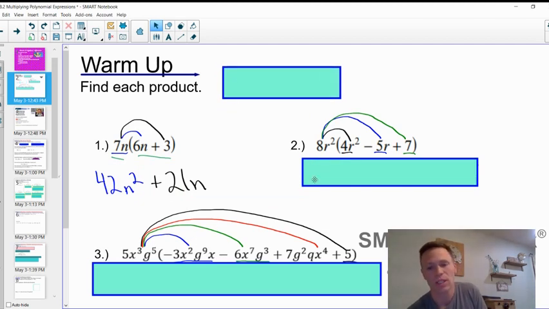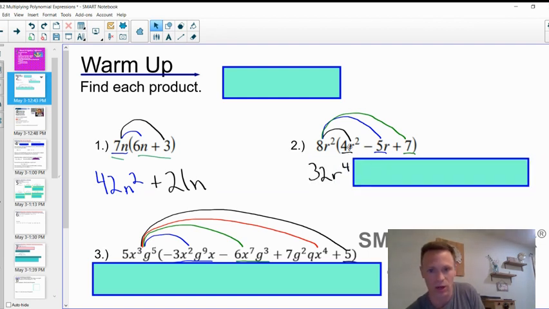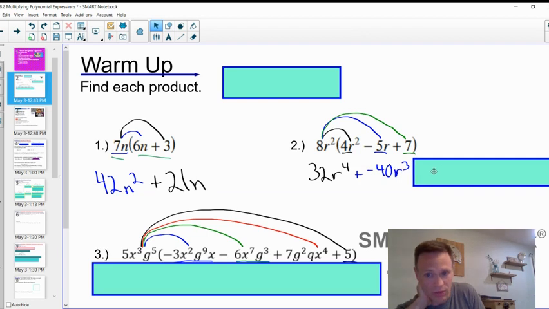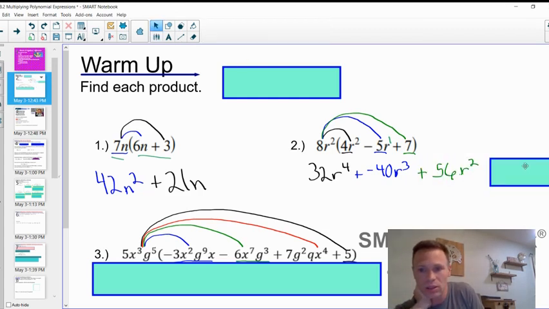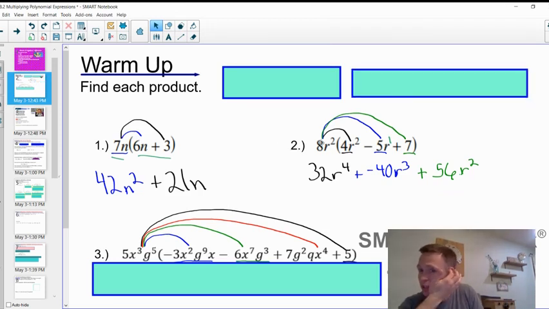Moving on to the next one, I have 8r squared times 4r squared. That's going to be 32r to the 4th. Remember, we add exponents there. And then for that same reason, 8r squared times negative 5r is going to be negative 40r to the 3rd. Don't forget that there is an r to the 1st right there. And then the last term is going to be 56r squared. Again, just kind of continuing that distribution.